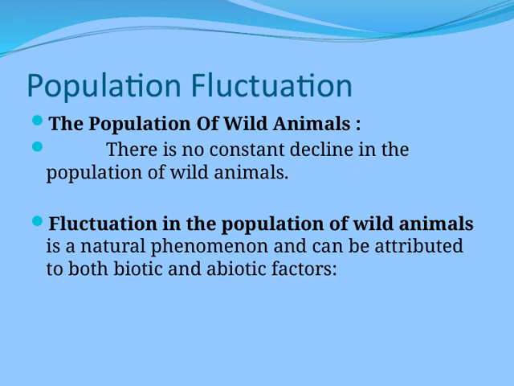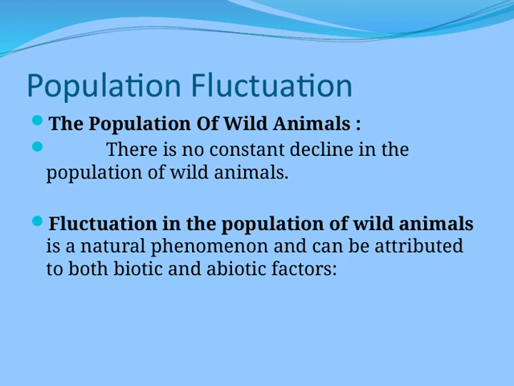Let's talk about population fluctuation today. When we look at wild animals, it's important to understand that their populations don't just steadily decline or increase over time. Instead, they tend to go through natural ups and downs. This fluctuation is a normal part of their existence. The reasons behind these changes are quite complex but fascinating.